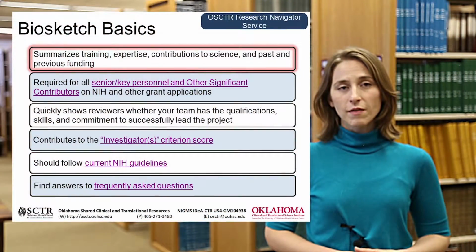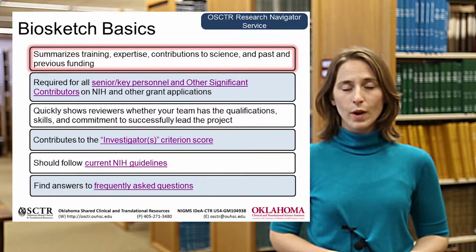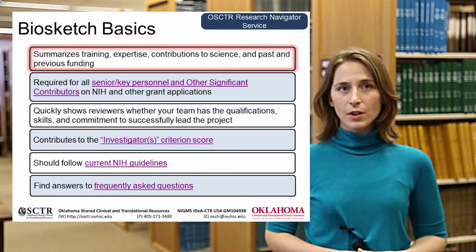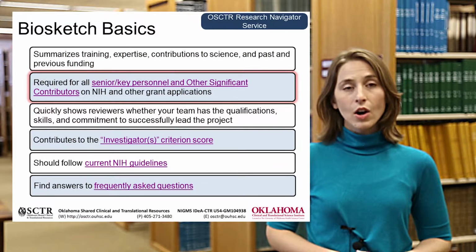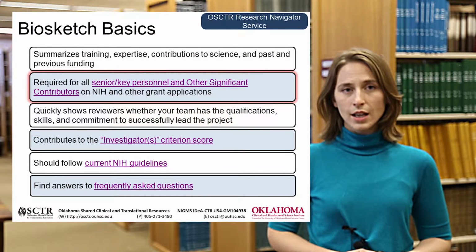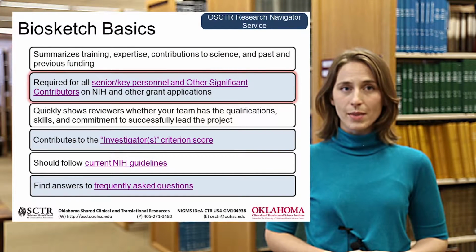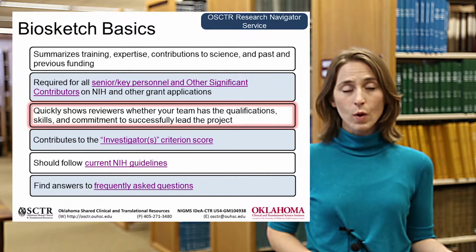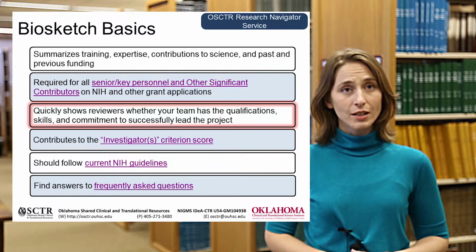The biosketch is a 5-page document that shows reviewers whether you have the right training, experience, and expertise to successfully lead the planned project. If you're applying for a grant with specific eligibility requirements, such as a loan repayment program, your biosketch should also show that you meet those eligibility requirements. In addition to the PI, all senior and key personnel and other significant contributors must submit a biosketch. This is how the reviewers will evaluate whether your team is qualified and committed to the project.